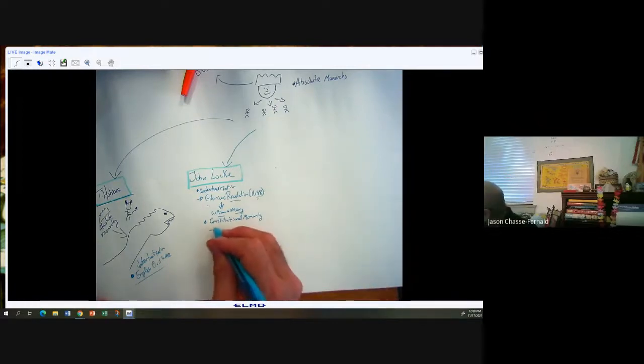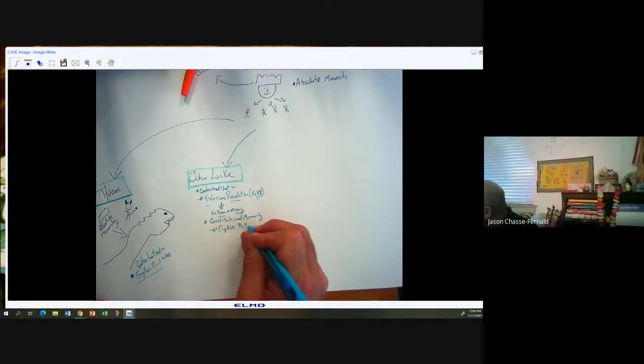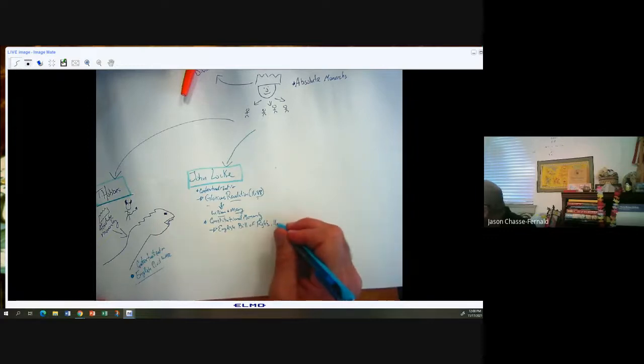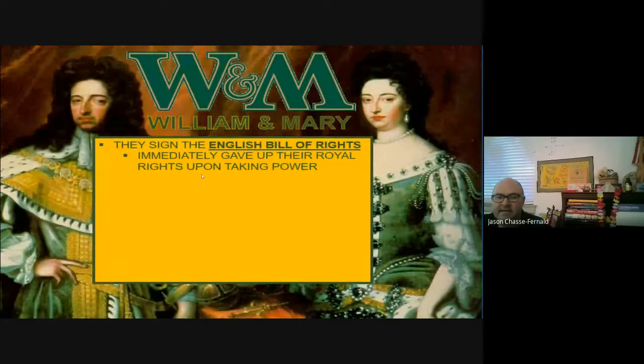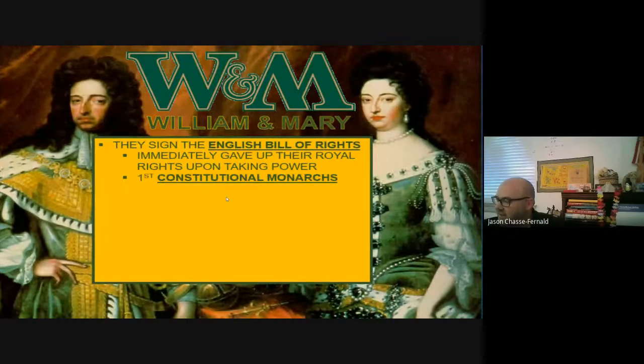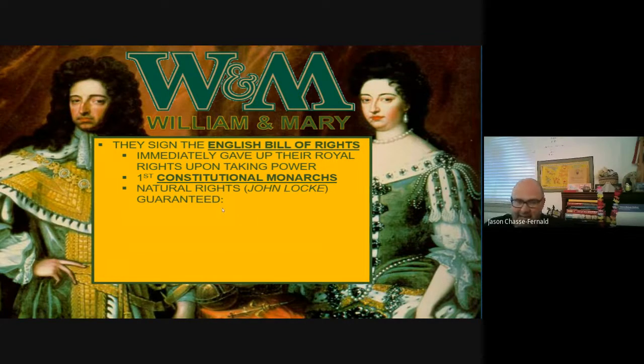And of course, William and Mary will sign the English Bill of Rights in 1689, and of course that is written by Locke. Let's take a second real quick and run through this. What we see here is the English Bill of Rights. William will sign away his authority to Parliament. So he is a king in name, and the natural rights are preserved with this agreement.